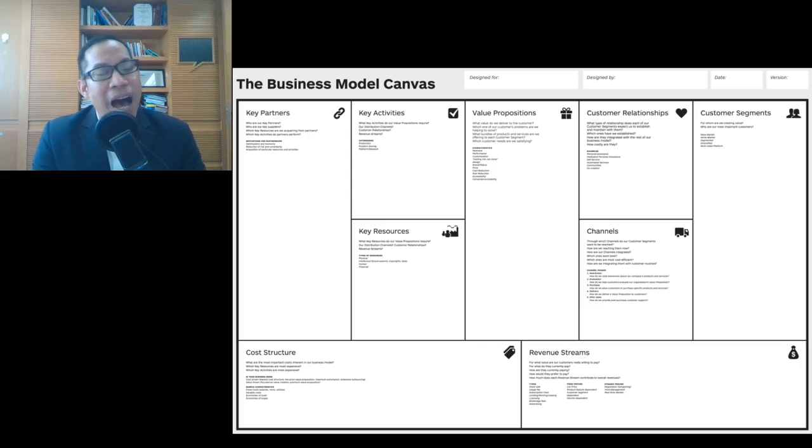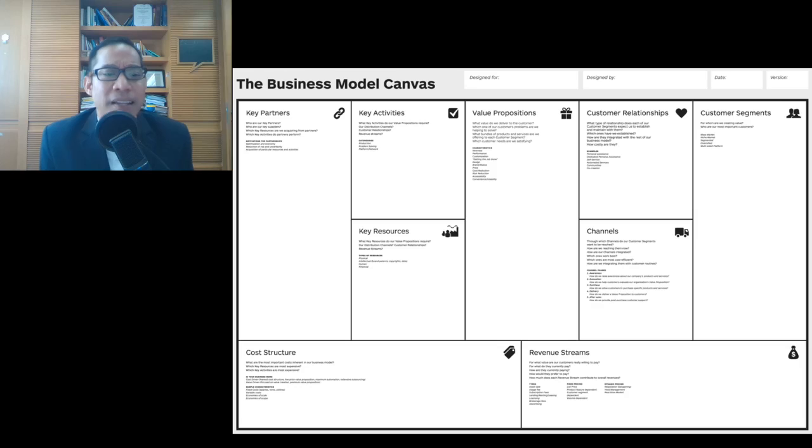Okay, at the heart of the BMC is what I have insisted on from the beginning of the course as the most important aspect to think about. I'm talking about value propositions. Okay, pretty much this is what you plan to offer and your promise to the customers, right? In order to make it happen, then you have to look at the supply side.